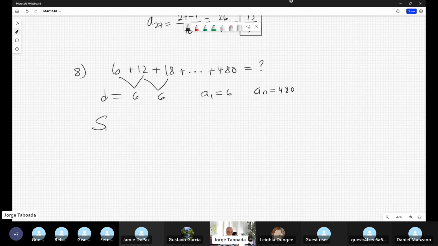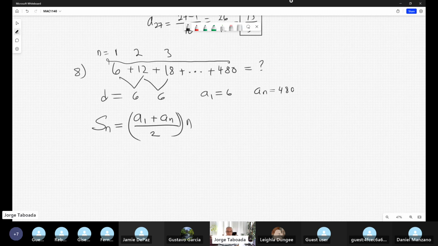And for the summation, the formula is A1 plus A sub n, divided by 2, and multiplying everything by n. A1 is 6. A sub n is the last one, 480. 2 is the constant. I need to find n. I don't know what is the length of the summation, because this is for n equal 1, 2, 3, but I lost the count here. But it's easy to find because I have another formula.